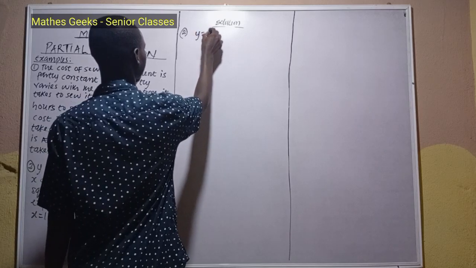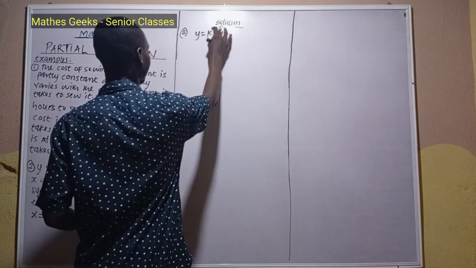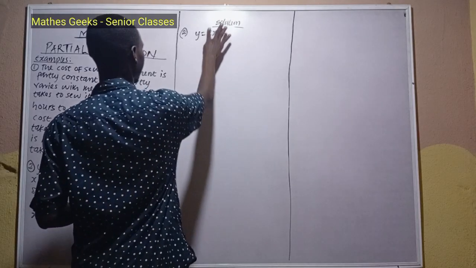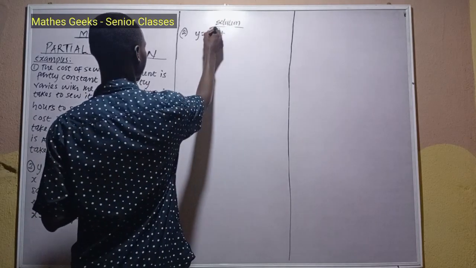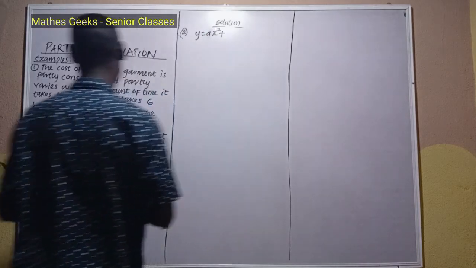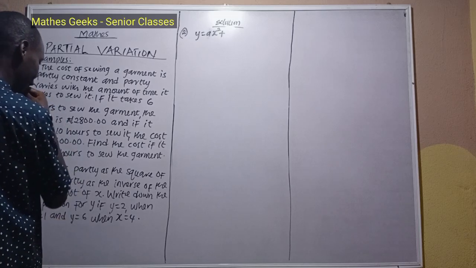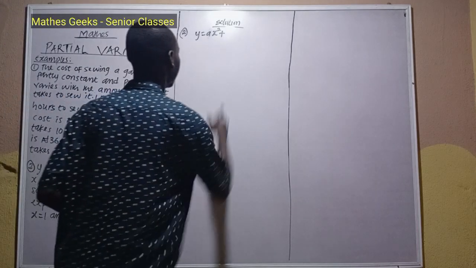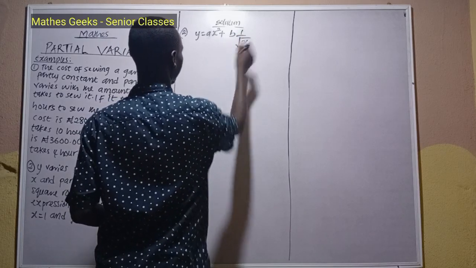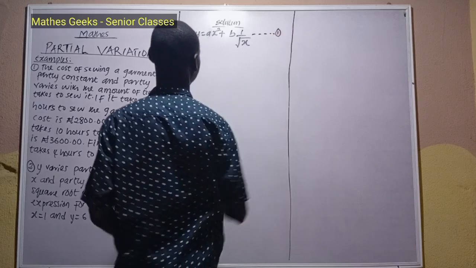So y is equal to ax squared. This is the first part. Plus, the square of x, kx squared. I think I should use a and b because they are two constants. Y varies as the square of x and partly as the inverse of the square root of x. So let's say b times 1 over the square root of x. So this would be our relationship, equation 1.